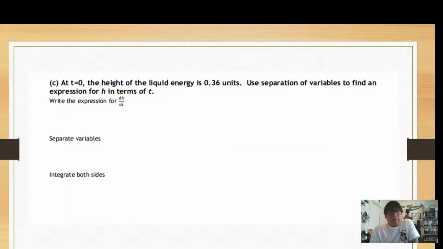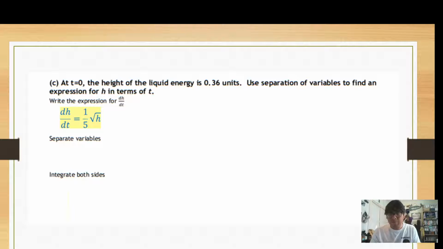When t is equal to 0, the height of the liquid is 0.36. We're going to use separation of variables to find an expression for h in terms of t. So we need an equation that has h and t in it, and the only one that has both is this one: dh/dt is 1/5 root h.